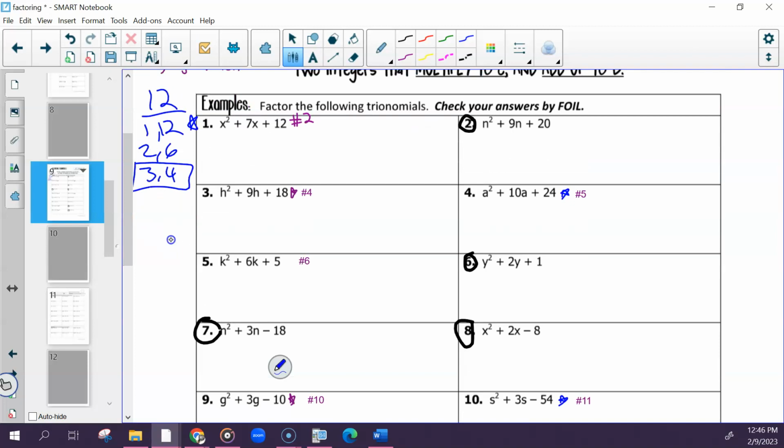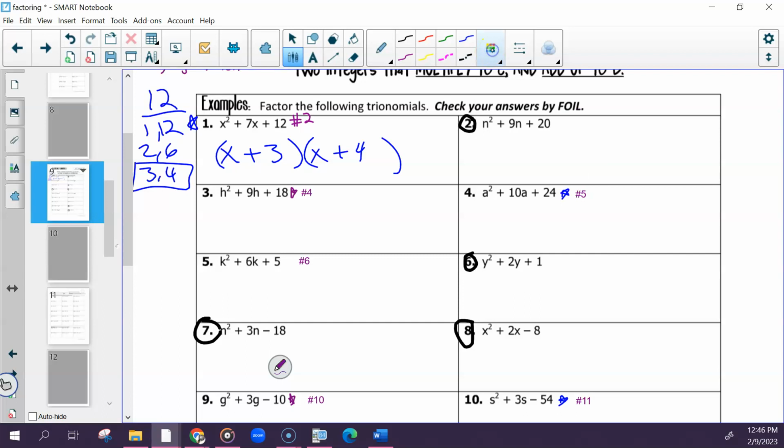So our factors are going to be 2 sets of parentheses. Whatever the variable is, that's going to be your variable in both of them first. And then whatever sign these are, positive or negative, you're going to put that in with your factors. So x plus 3, x plus 4, or you can switch them. Does not matter. And those would be your answers.